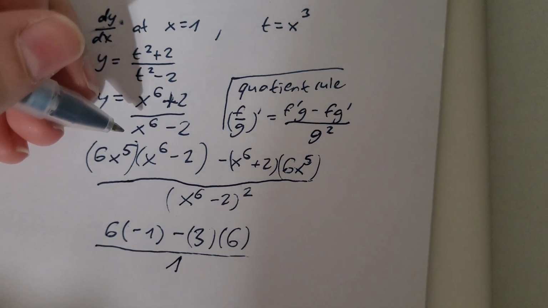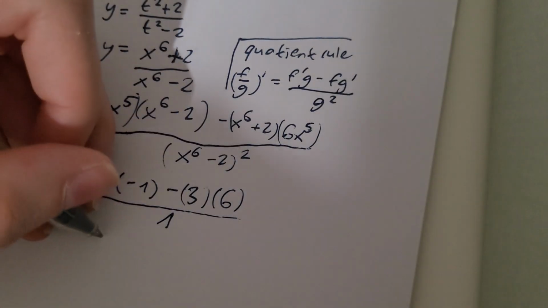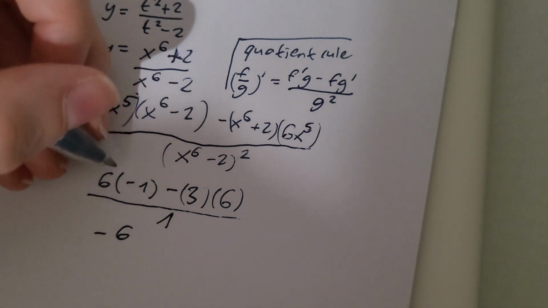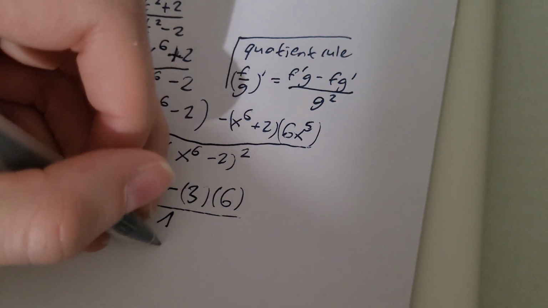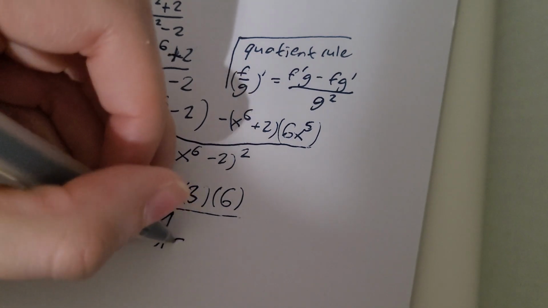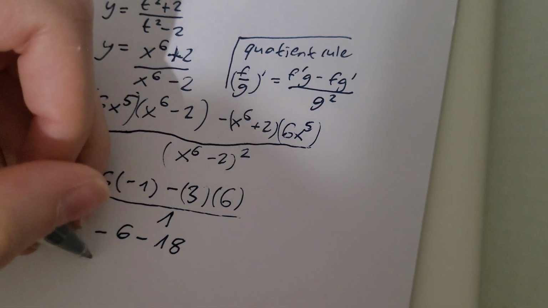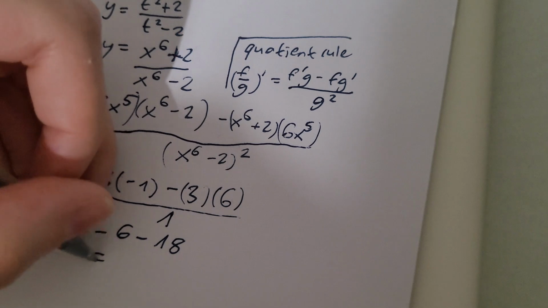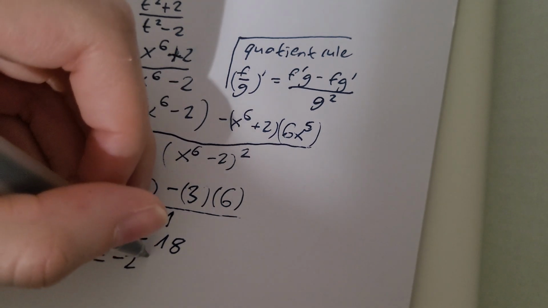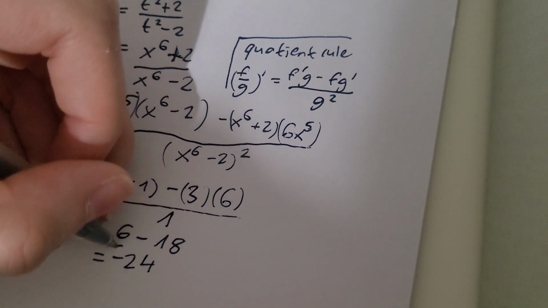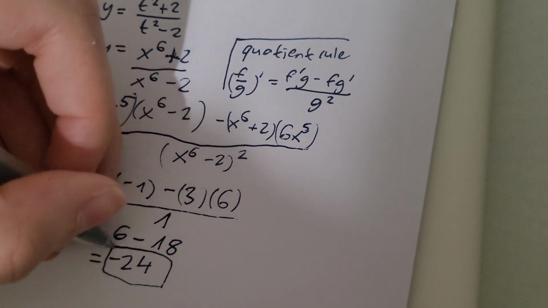And now I am just going to simplify this. So I have negative 6 here minus, what is 6 times 3? 18. And this is equal to negative 24. And that's my final answer.